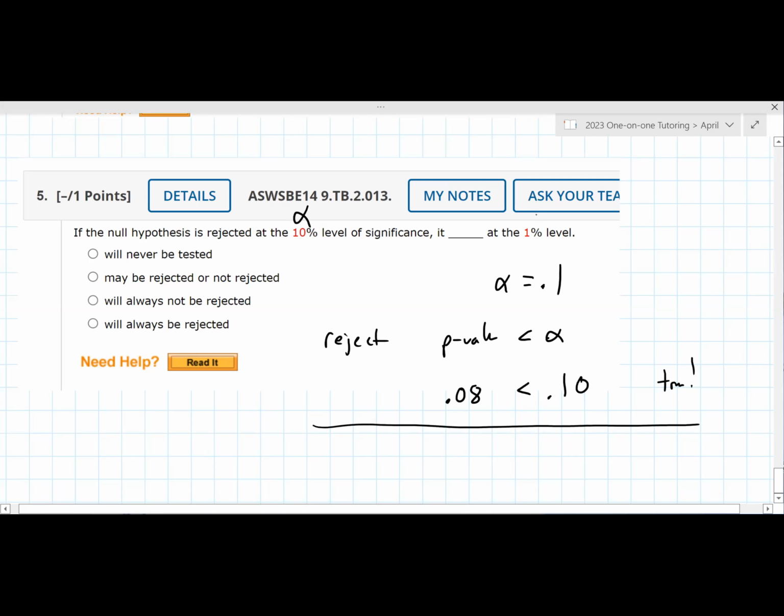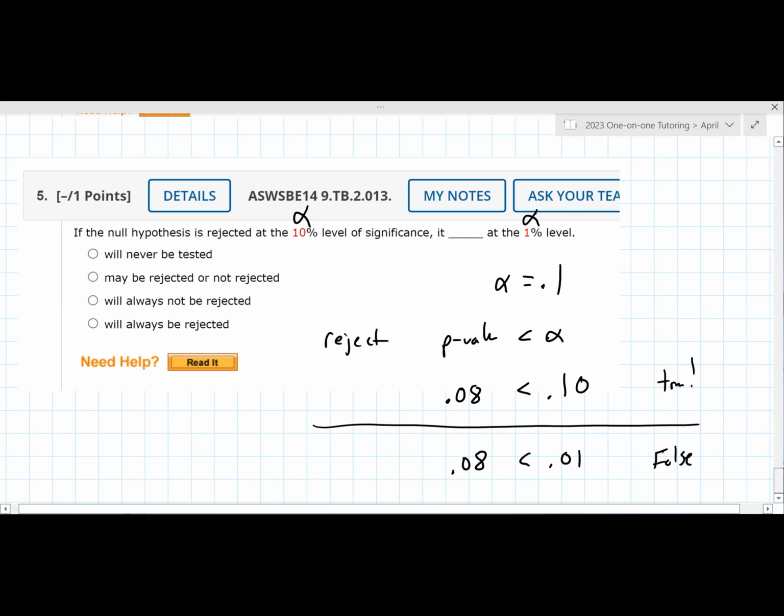But then it's saying, what happens at the 1% level? What if alpha is now 0.01? Do you reject? Is 0.08 less than 0.01? 8 compared to 1, no. So this is false. Notice we used a number. This is a test-taking strategy. Use a number. It works in the first one, but not in the second one.